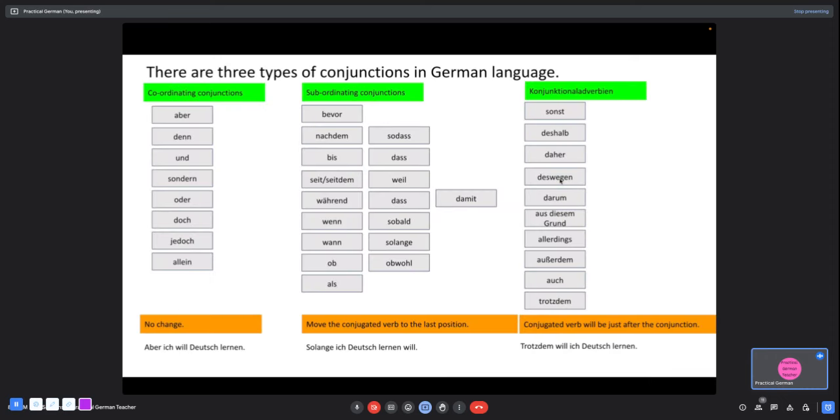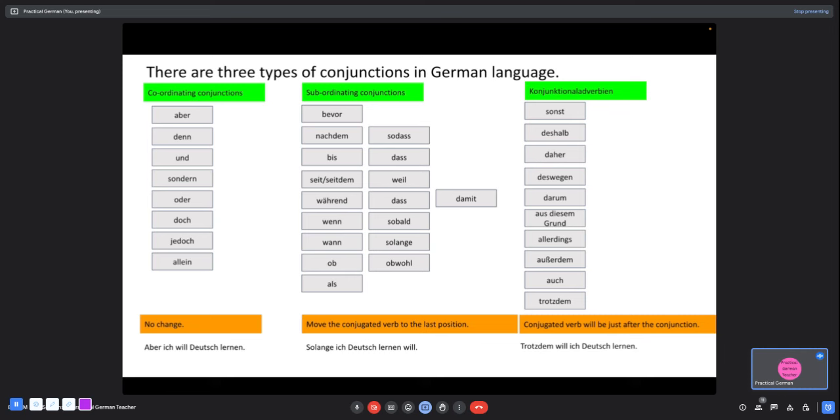Disclaimer, guys, don't try to read everything on the slide, just be with me. No one is ever going to ask you what these are called. But maybe I will ask you, if someday you want to work with me and help others learn German. So you have to tell me that these are called coordinating conjunctions, these are called subordinating conjunctions, and these are called conjunctional adverbs. So they are conjunctions, but they are also adverbs.